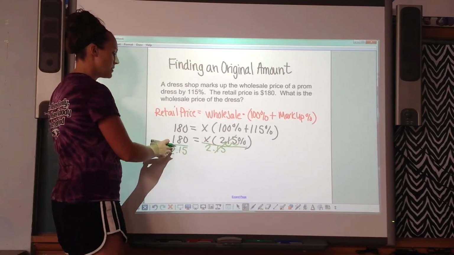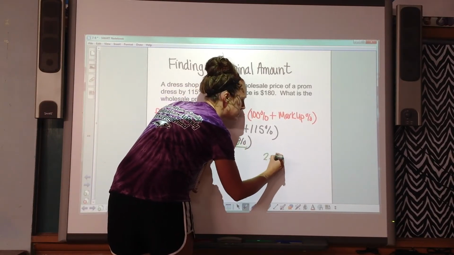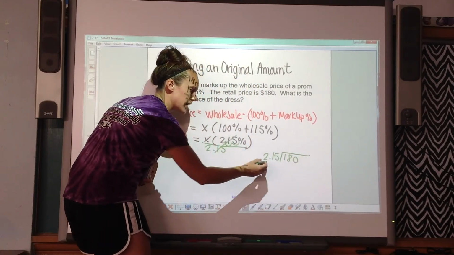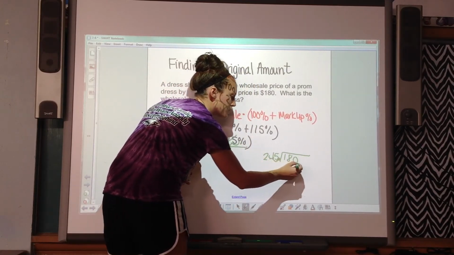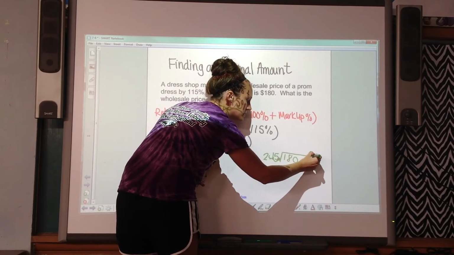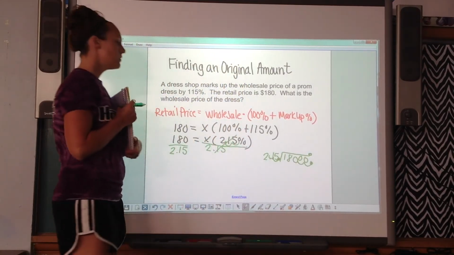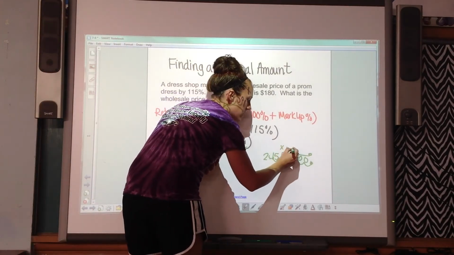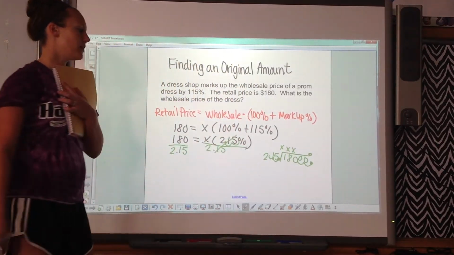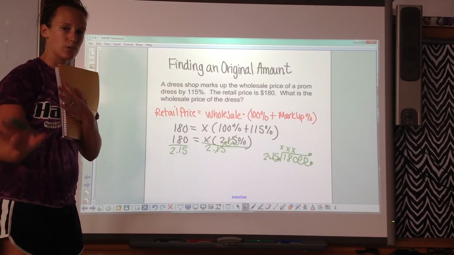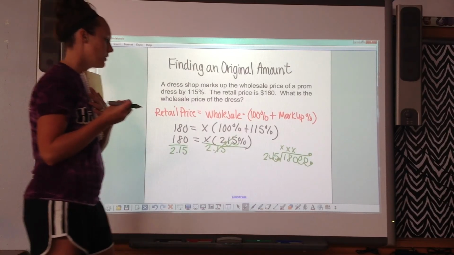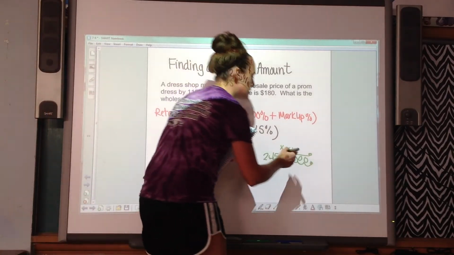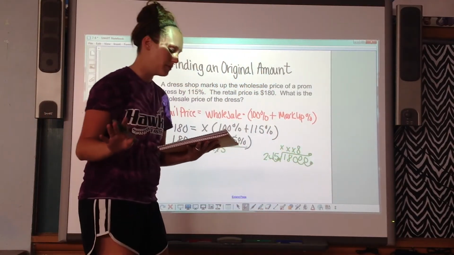Okay, now I need to see how many times 2.15 goes into 180. Well, I can't divide by a decimal, so I move that decimal over twice. Okay, 215 does not go into 1, does not go into 18, does not go into 180, but it does go into 1,800. To save us time, normally I'm going to have you do this out, but this is a really long video. I'm going to tell you that 215 goes into 1,800 8 times. Okay, you're going to do all this math normally.